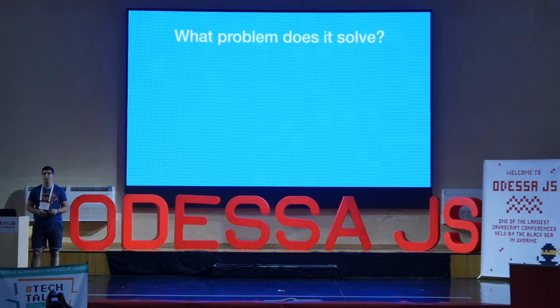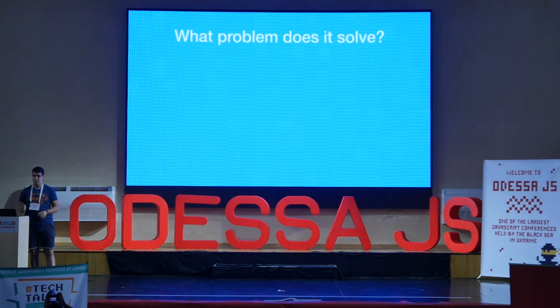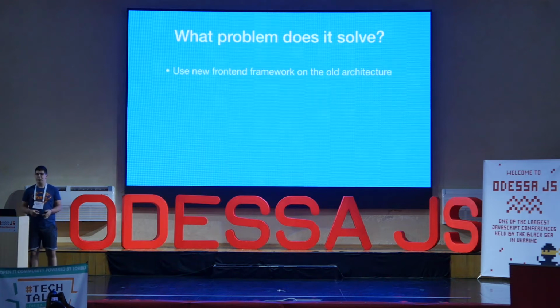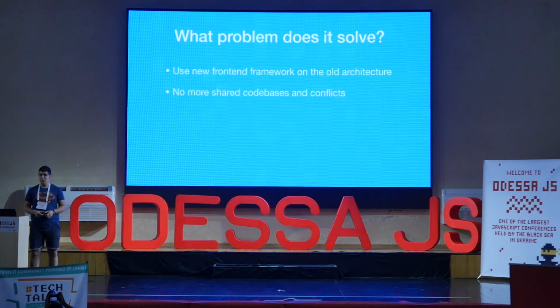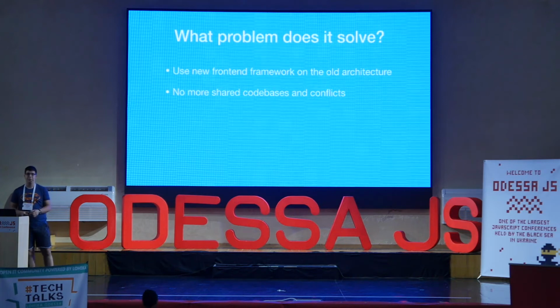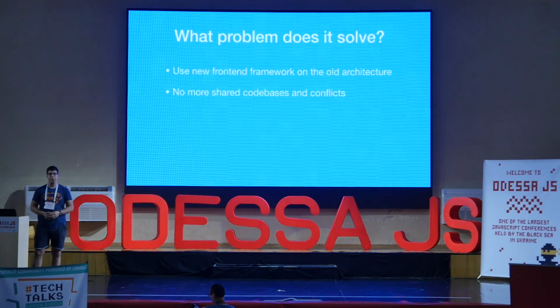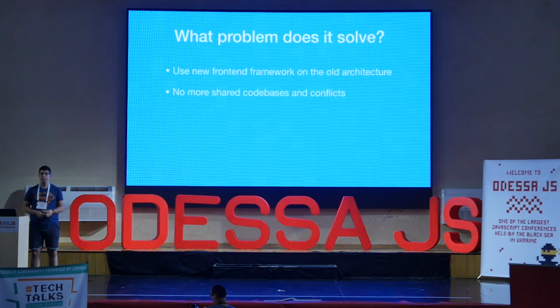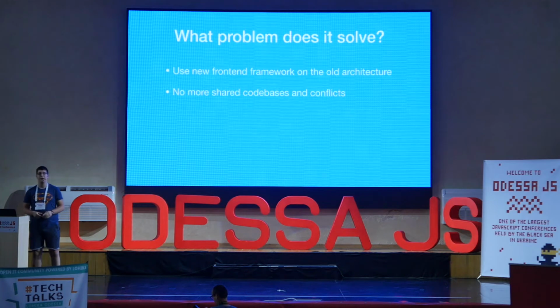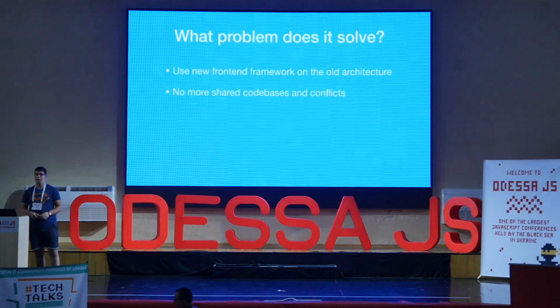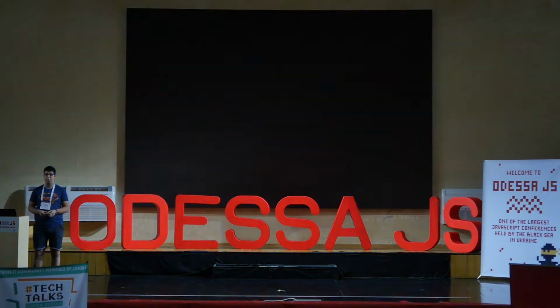So what problems does micro frontends architecture solve? First, you can use new frameworks, new libraries on some old architectures really easy. There are no more shared code bases and conflicts between developers. So if you worked on Angular 1, I worked in a company where we used Angular 1 and there were 30 developers working on that same app and we had conflicts all the time. So we had 20 pull requests opened in just one code base with a lot of merge conflicts, and that really slowed us down and we had big problems there.